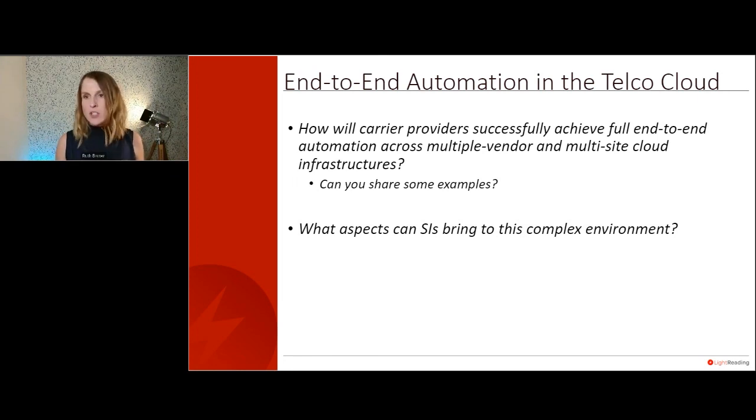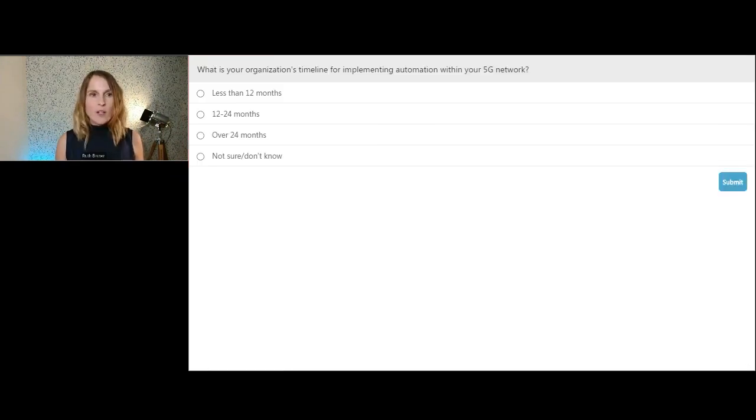Before we go to Q&A, we've got one last poll question that we'd like to ask everybody after we've covered this whole automation space and theme in today's webinar. The question is, what is your organization's timeline for implementing automation within 5G? The options are less than 12 months, 12 months to 24 months, over 24 months, or not sure, don't know.